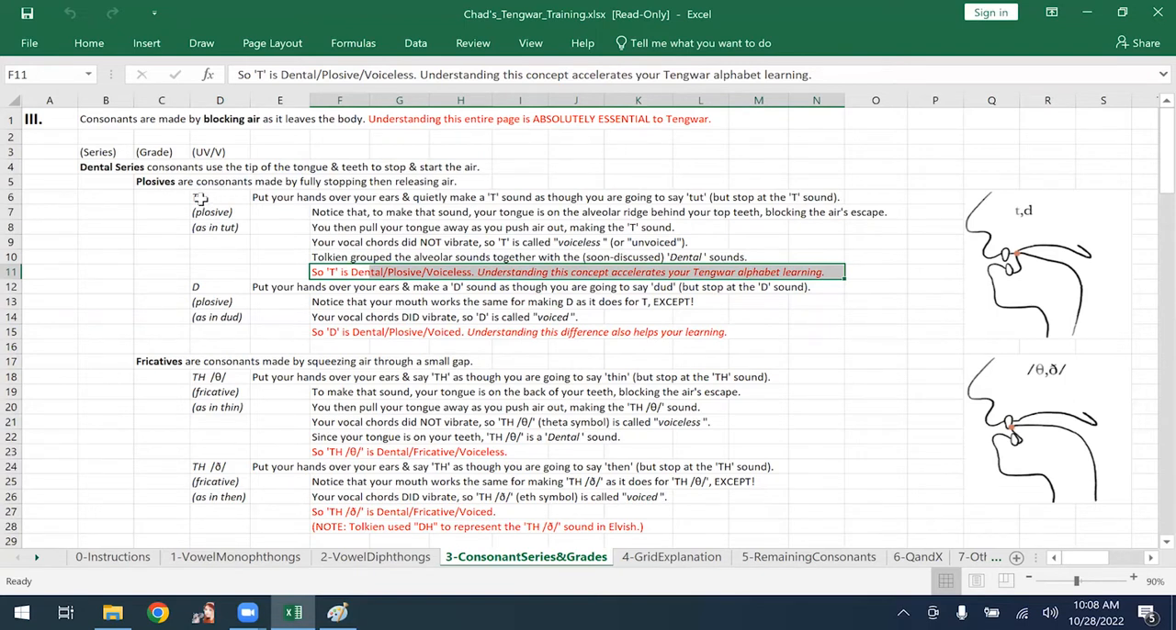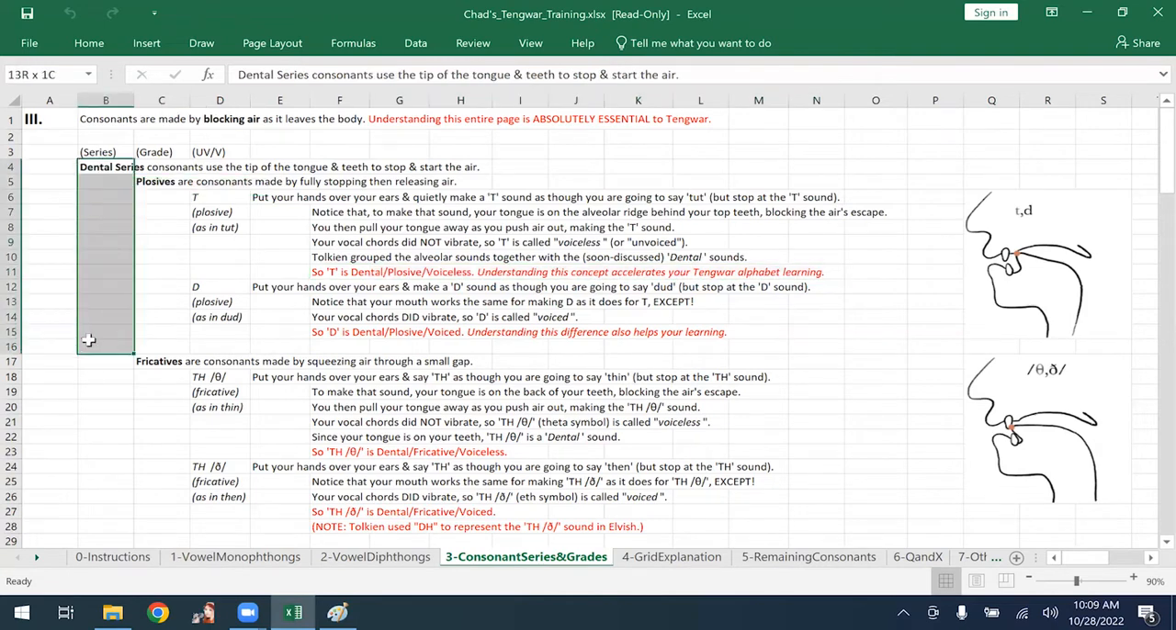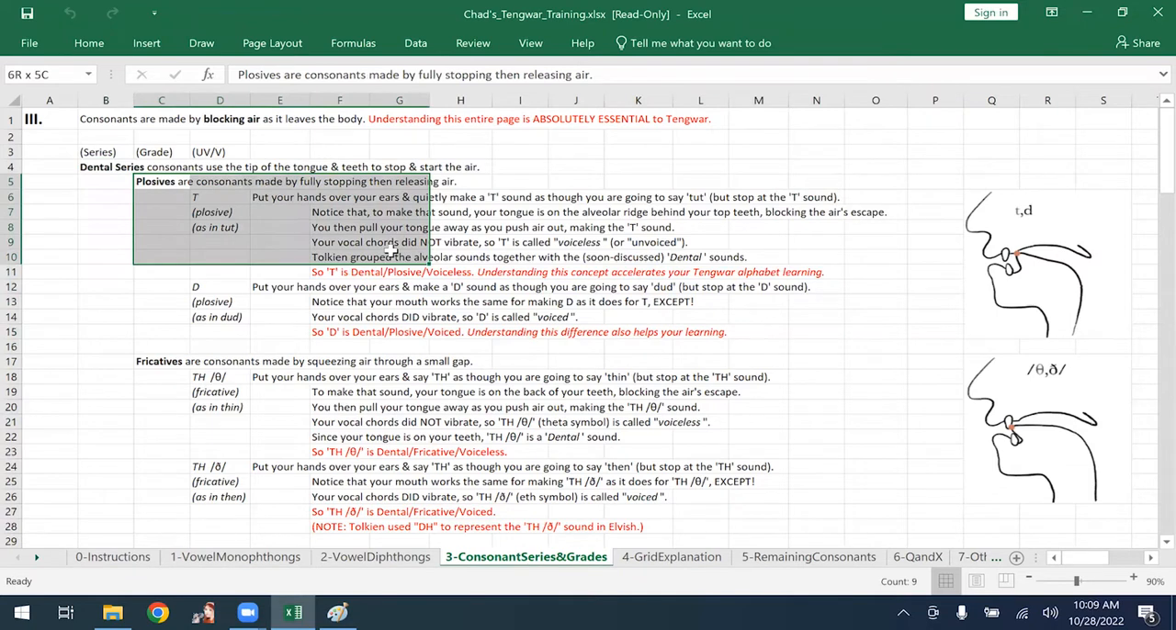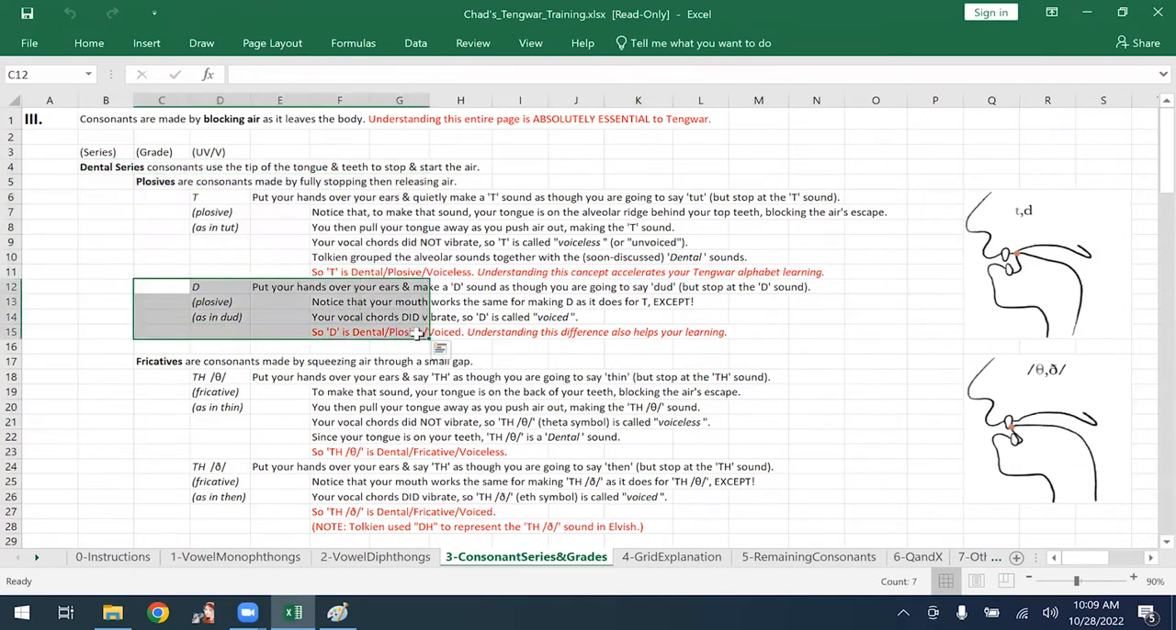An easy way to figure that out, do this right now. Put your hands over your ears and say tut a few times, and then say dud a few times. Notice the only difference is that your vocal cords are vibrating. I'm going to do it myself. Tut, tut, tut, dud, dud, dud. You can hear that your vocal cords are vibrating on the D's. Can you hear it with your ears covered? You can hear your vocal cords vibrating in your head when you say the D noise. So this is column 1, row 1, and column 1, row 2.